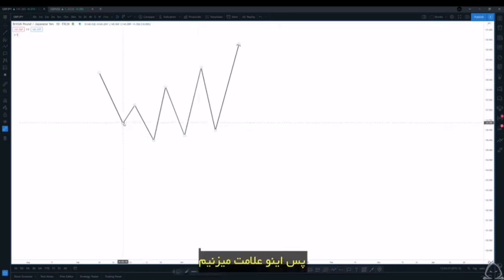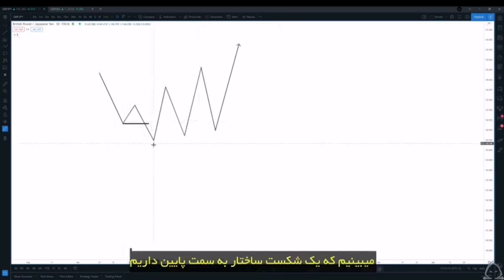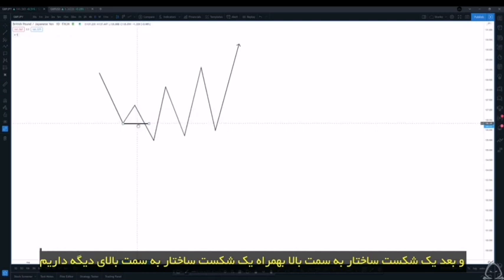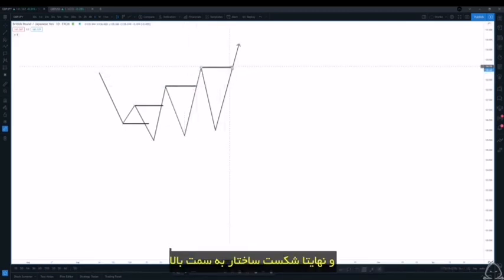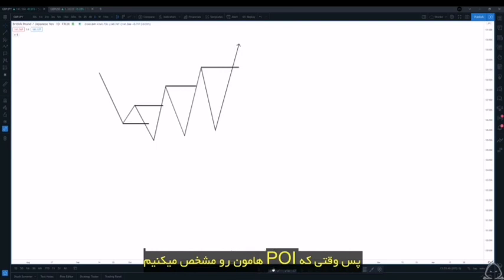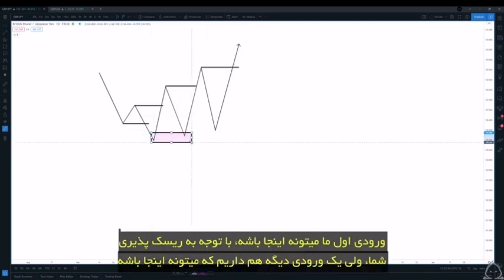If we just mark this out, we can see that we have a break of structure to the downside. Then we also have a break of structure to the upside, followed by another break of structure to the upside, and finally another break of structure to the upside. So when we're marking out points of interest, our first entry could be here, depending on your risk tolerance, but there's also another entry that could be here.